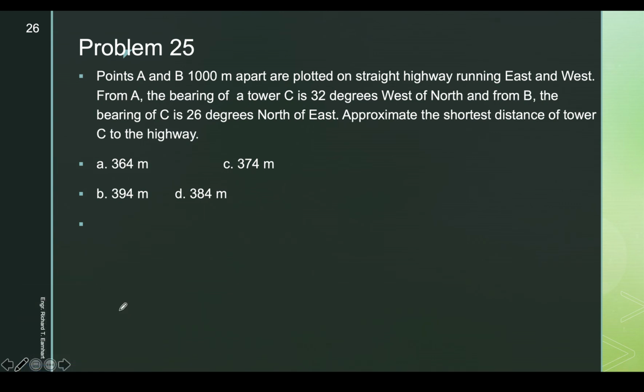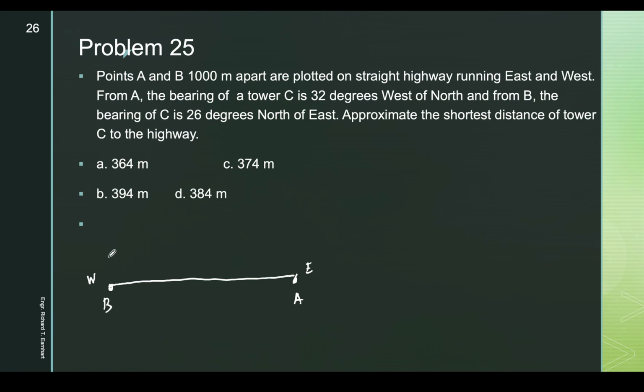Okay, so we have, let's say, point B, and this is point A. So this is the east and then west. So from A, the bearing of tower C is 32 degrees west of north.